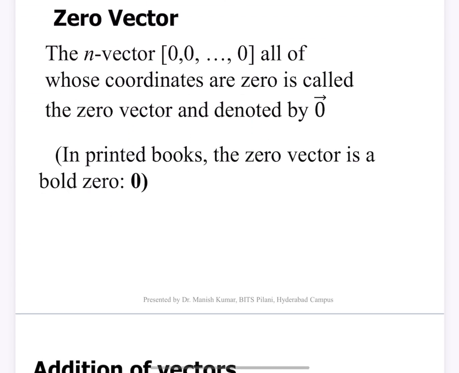Now, the zero vector in n vectors means each component is zero. A vector all of whose coordinates are equal to zero is called the zero vector and denoted by zero with an arrow. If I simply write zero, it means a scalar, but if I write it with the arrow, then it is the zero vector. This is the notation we have to follow. In several books, the zero vector is denoted by a bold zero, or we can say the origin.